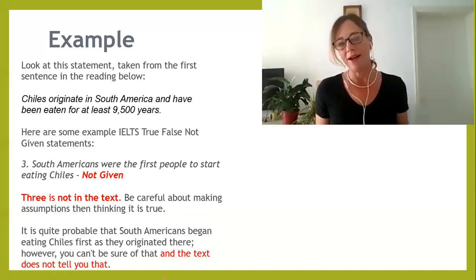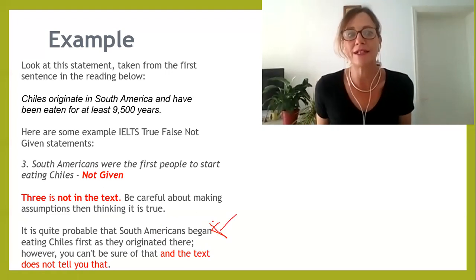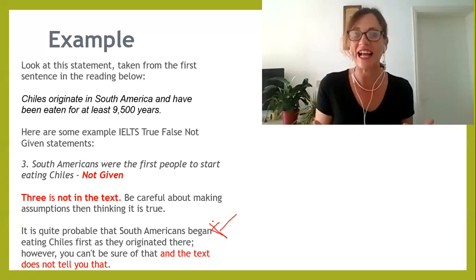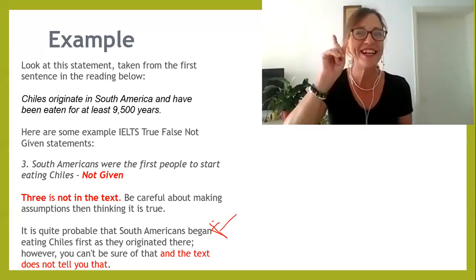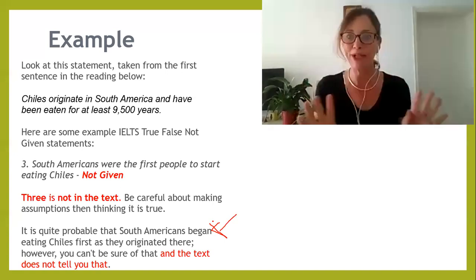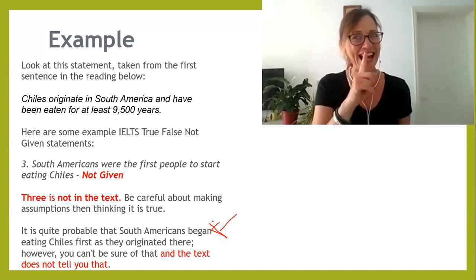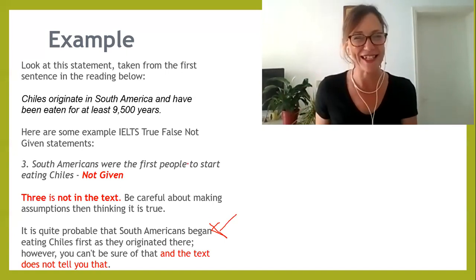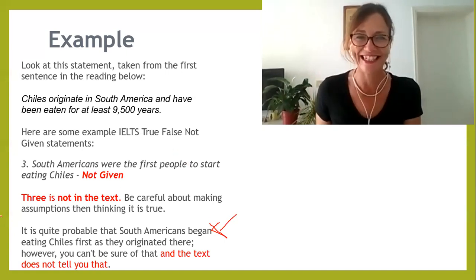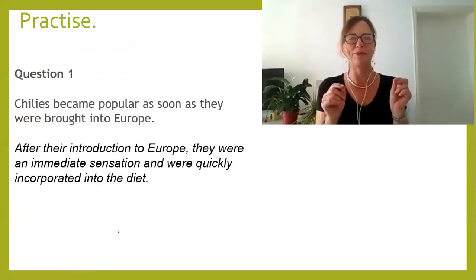Be careful about making assumptions. Of course, it's quite probable that South Americans began eating chilies first as it originated there, but it doesn't say so in the text. So you can't be sure. So the answer is not given. And that's why the not given ones are sometimes the hardest ones actually to answer. All right, let's have a little practice. I think we need a little more practice, guys.